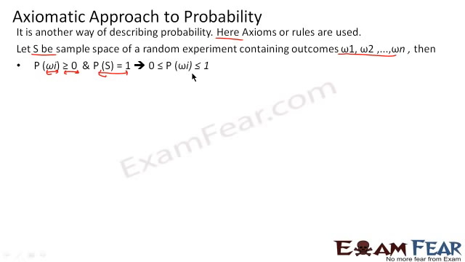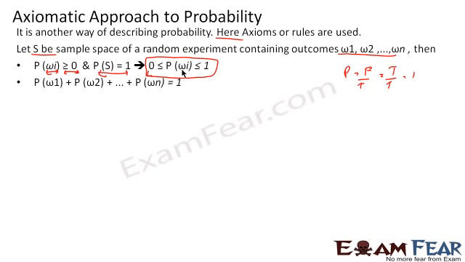If the favorable event becomes the total event, probability is equal to favorable by total. If F is equal to T, then F by T is equal to T by T, which equals 1. So the maximum value of P can be 1. That means we can say that the probability of any event or any outcome is greater than or equal to 0 and less than or equal to 1. Also, when we add all the outcomes of a probability, you get 1.